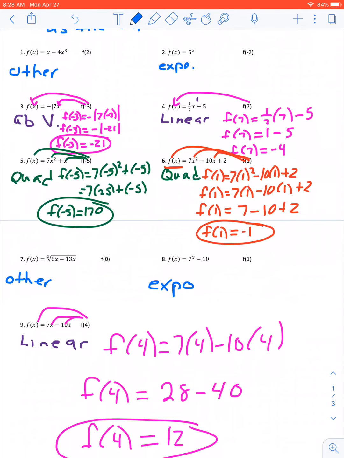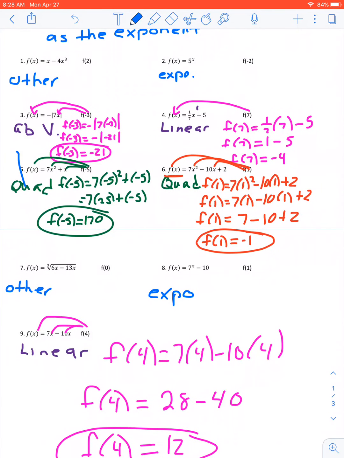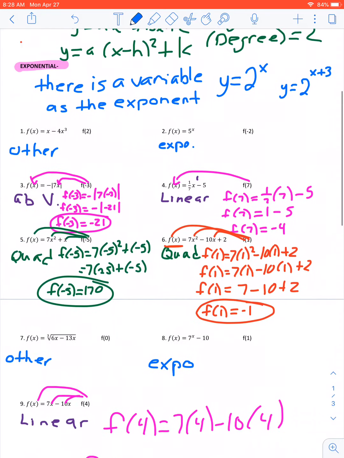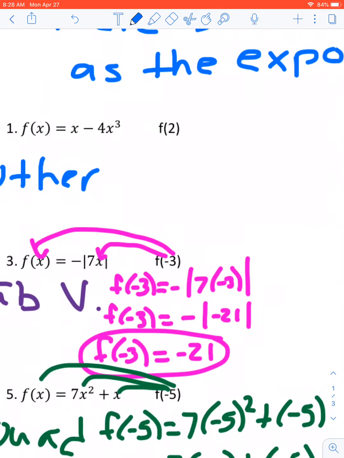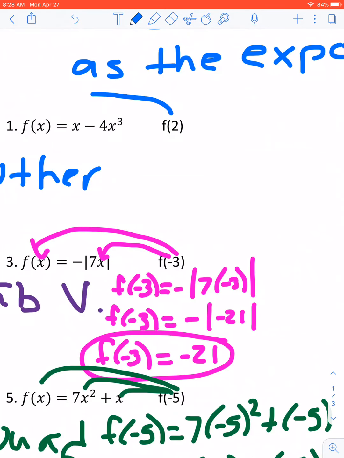Now we have to go back and evaluate them. So let's start with number 1. All we're going to do there is take that 2 and plug it in for every single x. So I'm going to blow that up a bit. I'm going to plug it in here. Remember, we don't mess with the left side of the equation whatsoever.